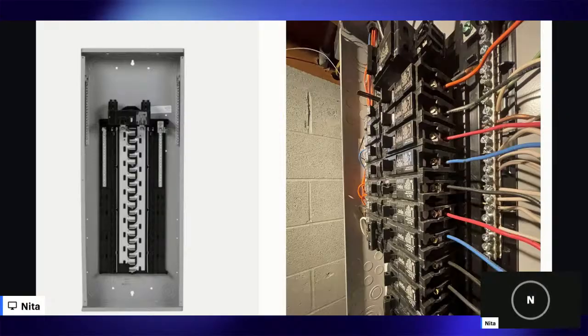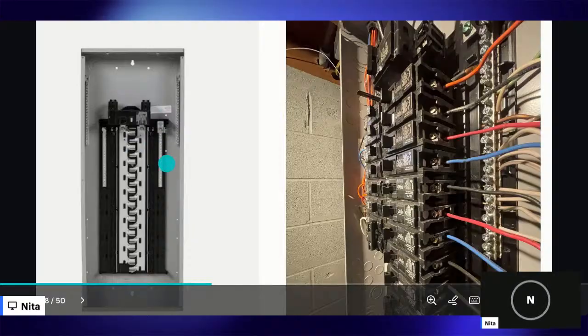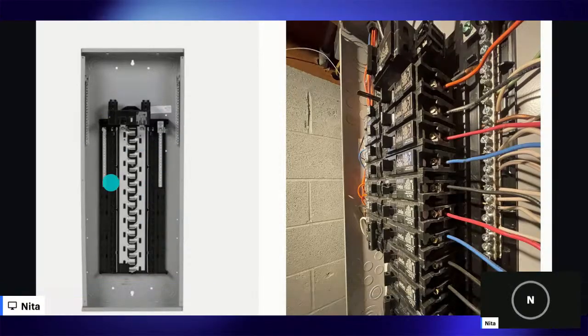In a sub panel, what needs to happen with the neutrals? They must be separated. In the sub panel, your neutrals and your grounds must be separated. So again, this is our neutral bus bar. This is our grounding bus bar. This is the bar where all of our ground wires are, either bare copper or green wires. This is where they would terminate.